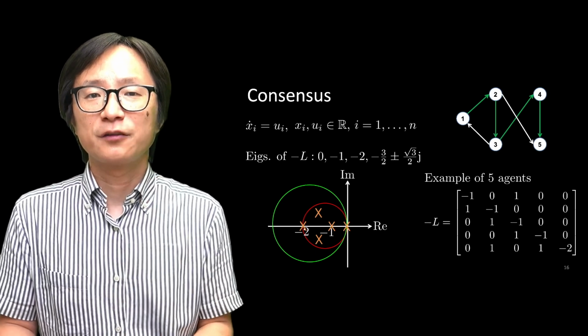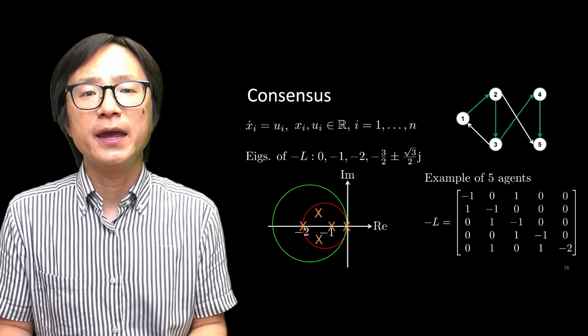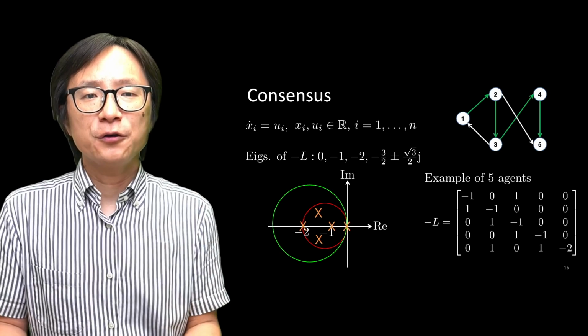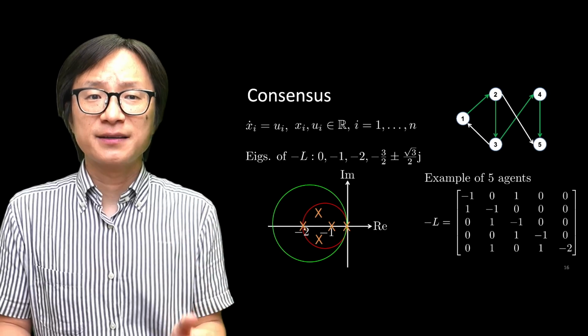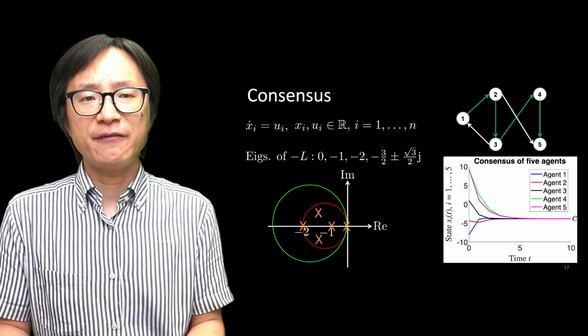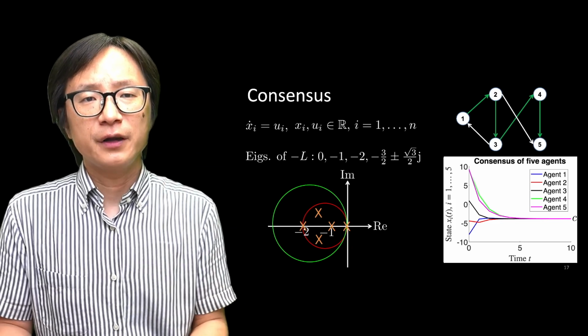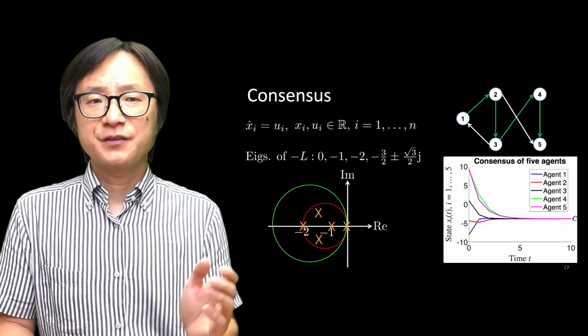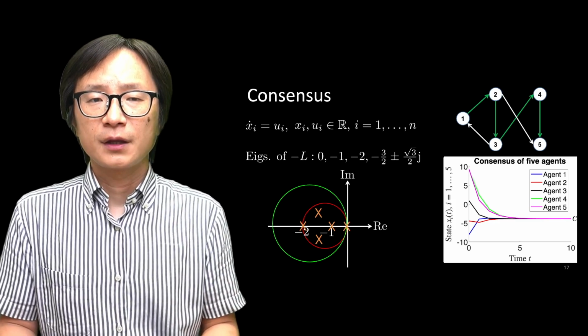So with this pattern of the eigenvalues, we can expect consensus for this example. And indeed, we have it. Starting from a given initial condition, all the states converge to a consensus value.